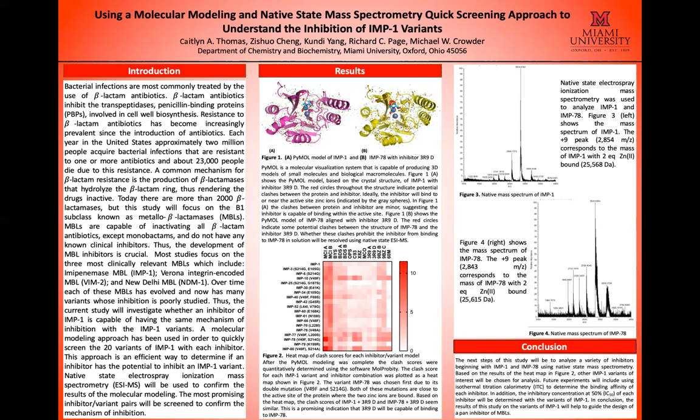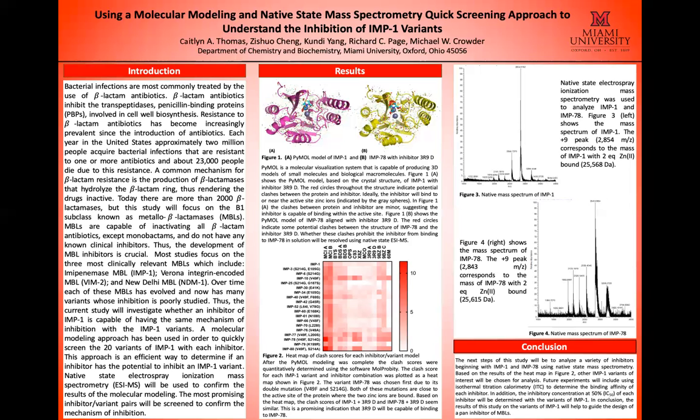There are also many red circles shown in the figures. These circles represent any clashes or bad interactions between the protein and inhibitor. You can see that the clashes are very minor with IMP1, but may be a little more severe with IMP78.